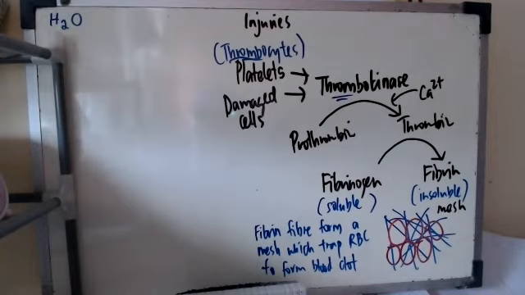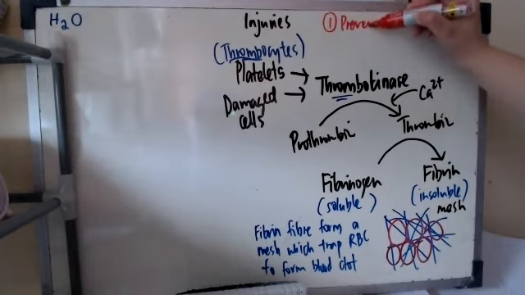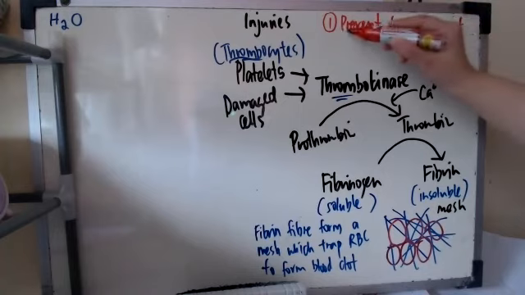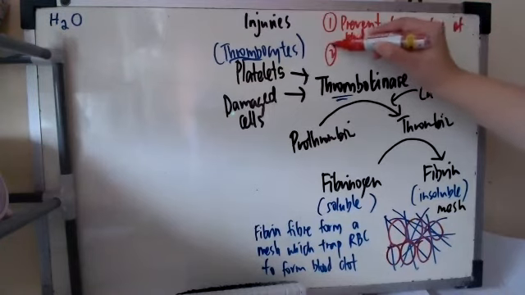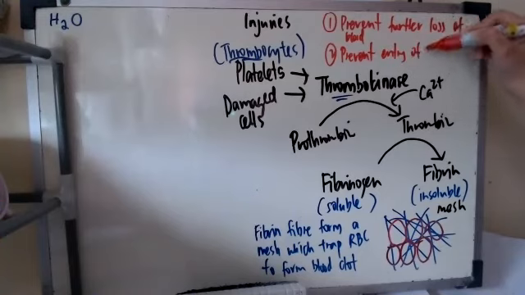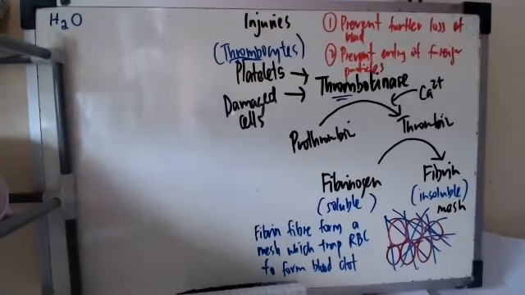So this blood clot will then prevent. There are two main functions of blood clot. Number one is to prevent further loss of blood. Number two is to prevent entry of foreign particles like bacteria, virus, or parasites, or worms, all this. Okay, so these are the two main function of blood clot.